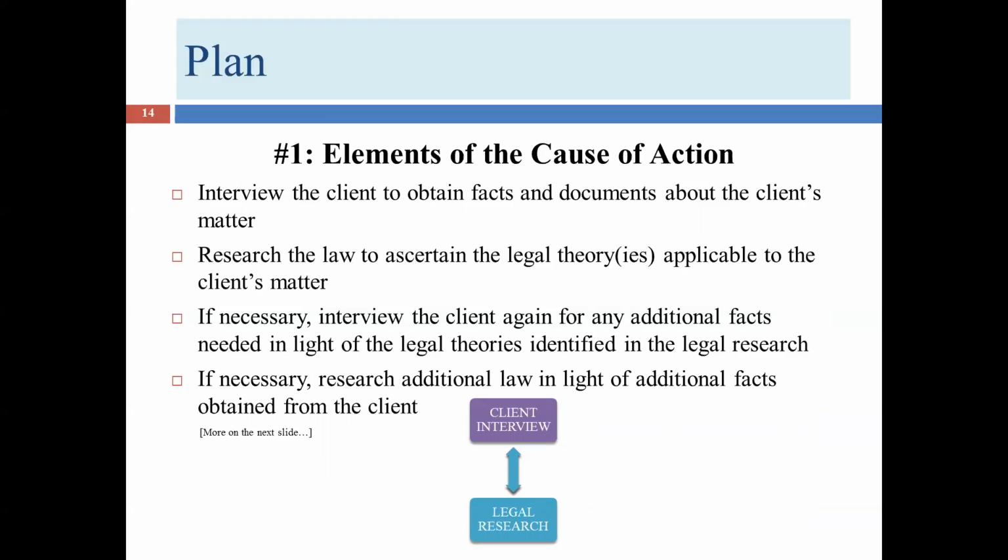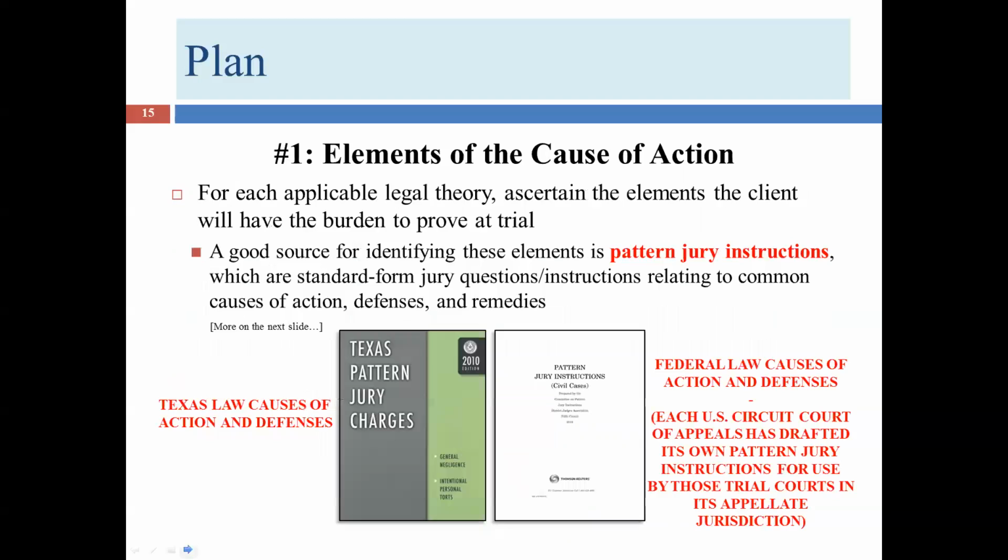On the other hand, you may want to anticipate some questions. You may want to do a little bit more research so you have a list of things that you want to talk to the client about. Let's go to the next slide and learn more about the elements of the cause of action. So where are you supposed to do this legal research? Where are you supposed to find out the elements? Well, there's lots of different ways of doing it. I'll be honest with you, a very common way would be just to talk to the attorney.